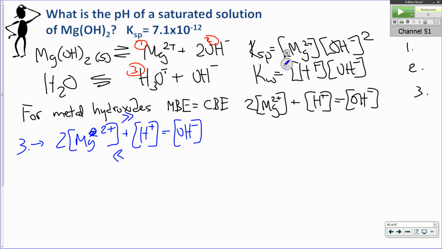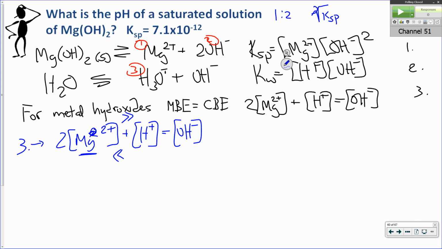Well, I know if it's just water, the H plus would be at 1 times 10 to the minus 7. And for the magnesium concentration, since this is a 1 to 2 salt, I'm going to be taking the cube root of Ksp if I was just finding the solubility. So I think magnesium would probably be somewhere like 10 to the minus 4th. So in my mind, this is probably the most predominant term.